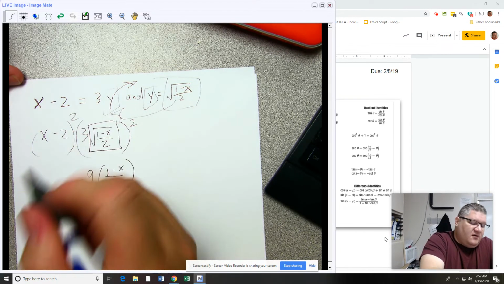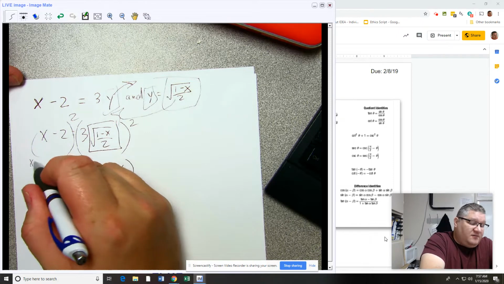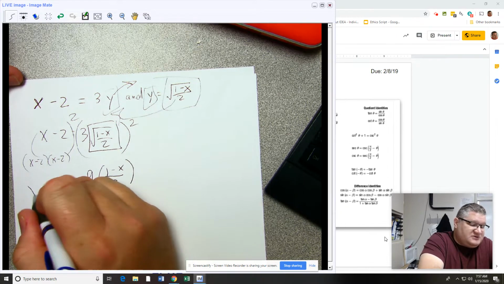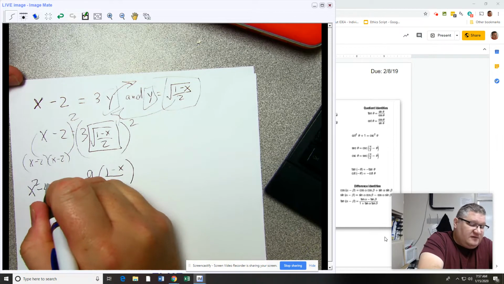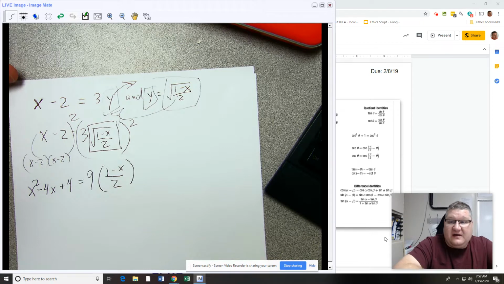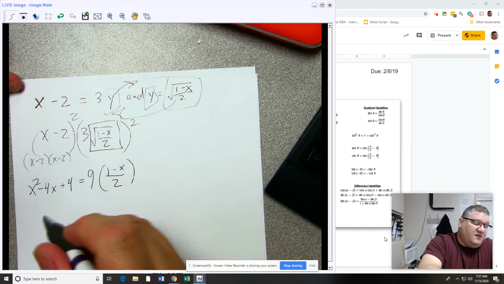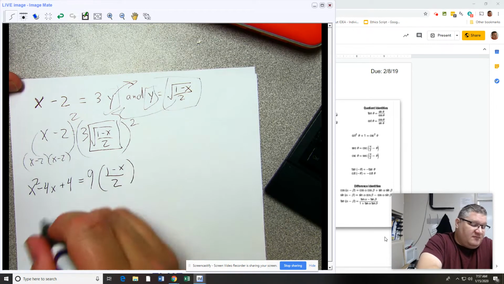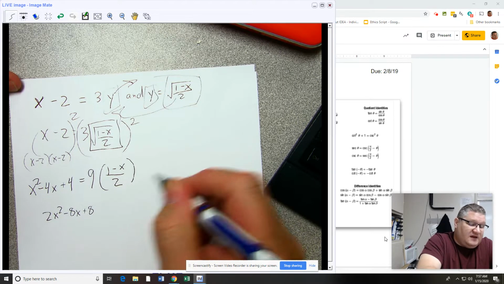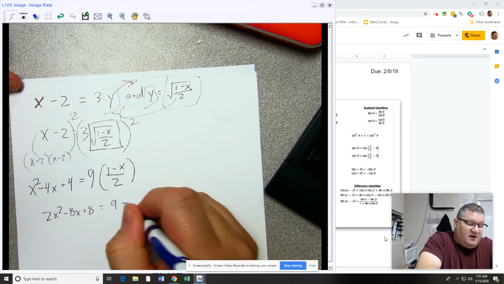But at least there's no more square root on it. And over here, you must FOIL it out, x minus 2 times x minus 2. Folks, this is basic algebra stuff. Shouldn't even have to discuss this, but just in case. At this point, it's time to get x by itself. So let's multiply everything by 2. So I got 2x squared minus 8x plus 8 equals 9 minus 9x.